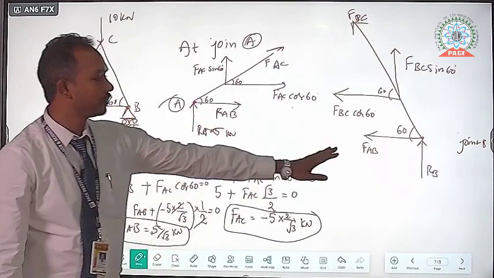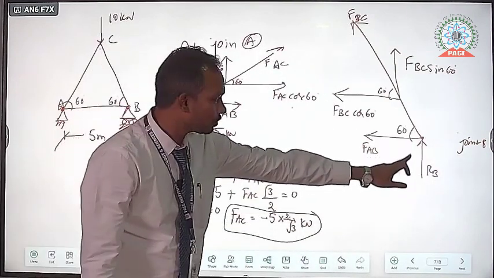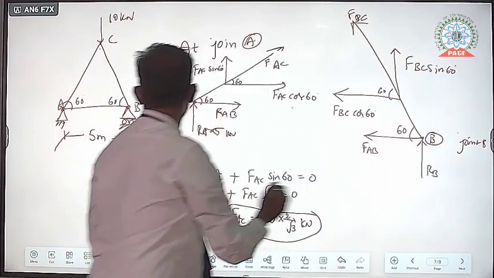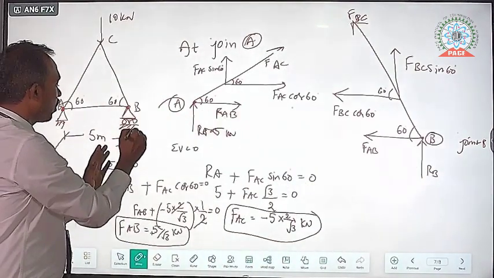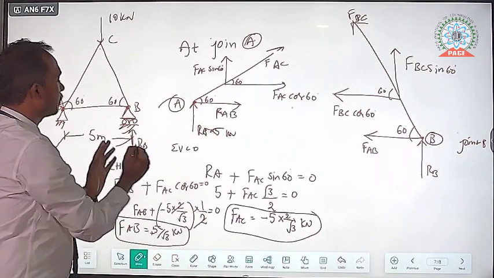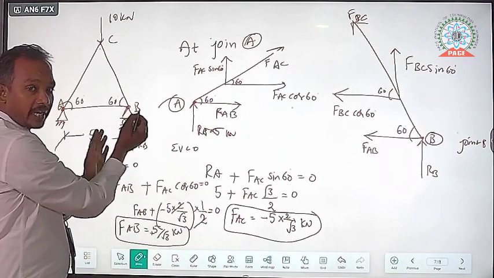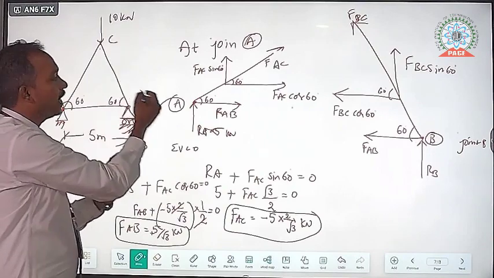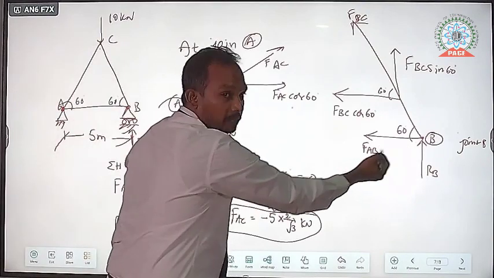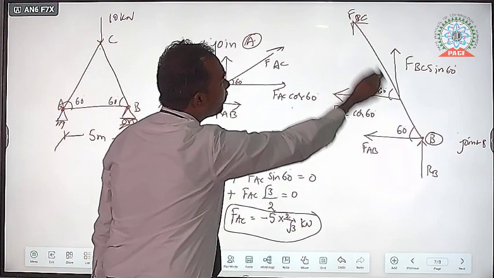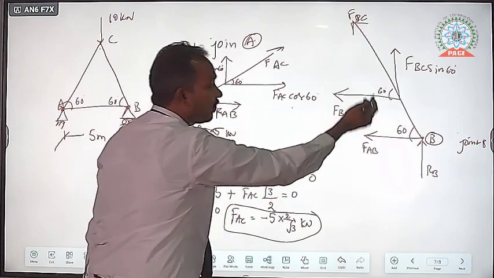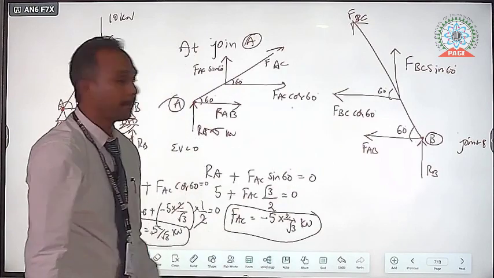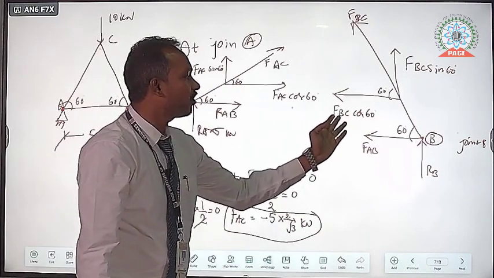So here the joint is B. If you draw the free body diagram for this, RB vertical reaction is there, the force in the member FAB is there, and the force in the member FBC is there. Force in the member FBC is inclined, and for that we can resolve into vertical and horizontal forces. So what is the horizontal force? FBC cos 60 and vertical force FBC sin 60.